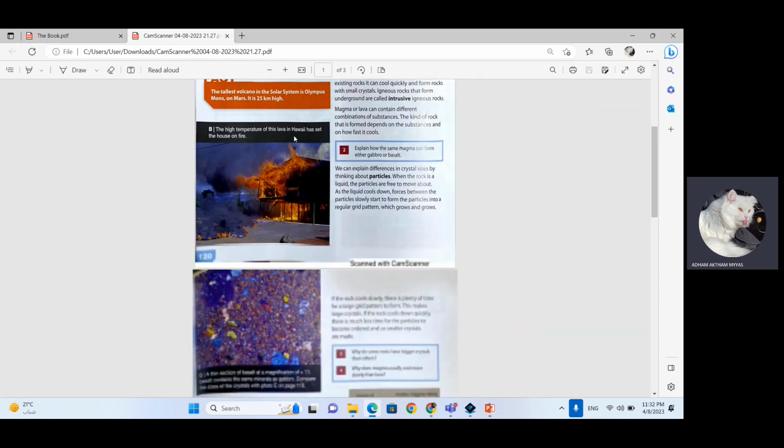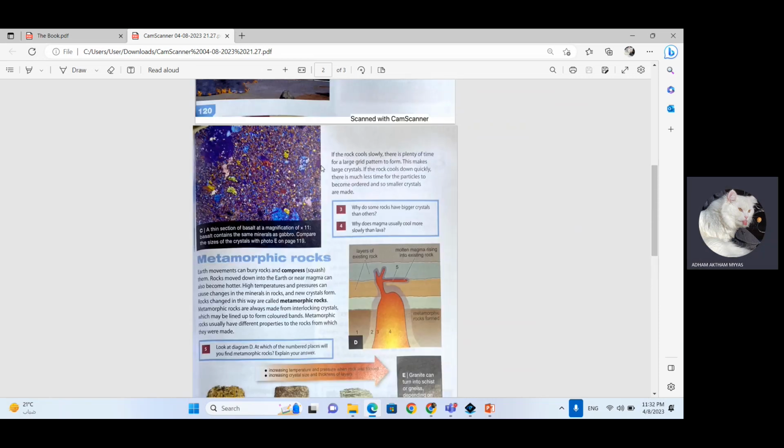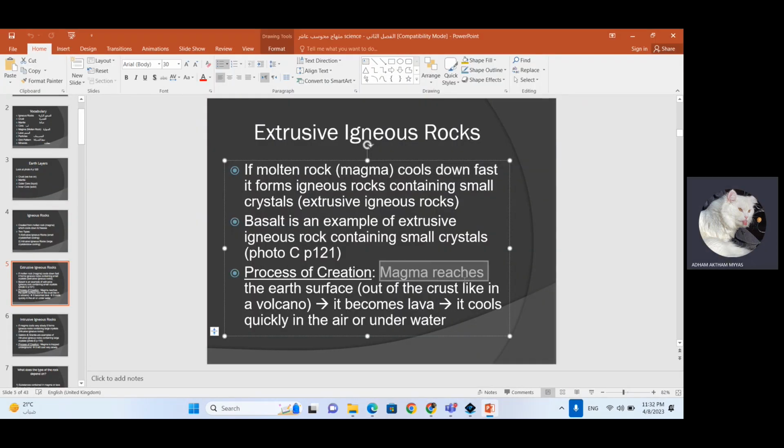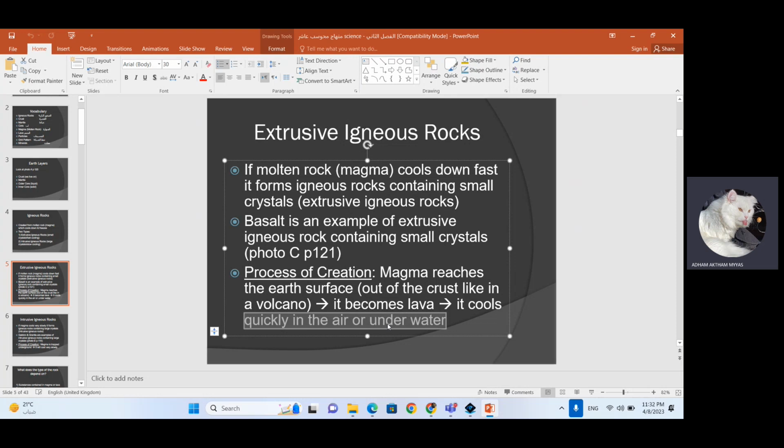At page 121, we can see the basalt here in picture C, a thin section of basalt at a magnification of 11. Let's continue. The process of creation: the magma reaches the Earth's surface. Be careful that the extrusive rocks are created at the surface, out of the crust, like in a volcano. It becomes lava and then cools down quickly in the air or under the water.